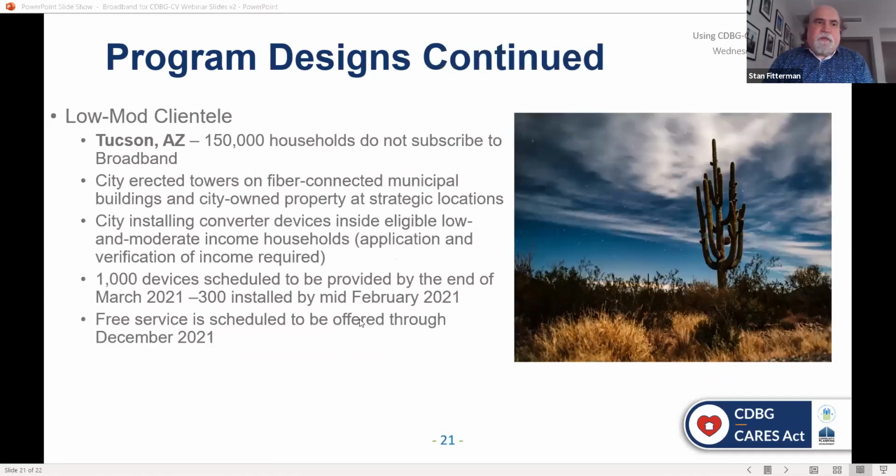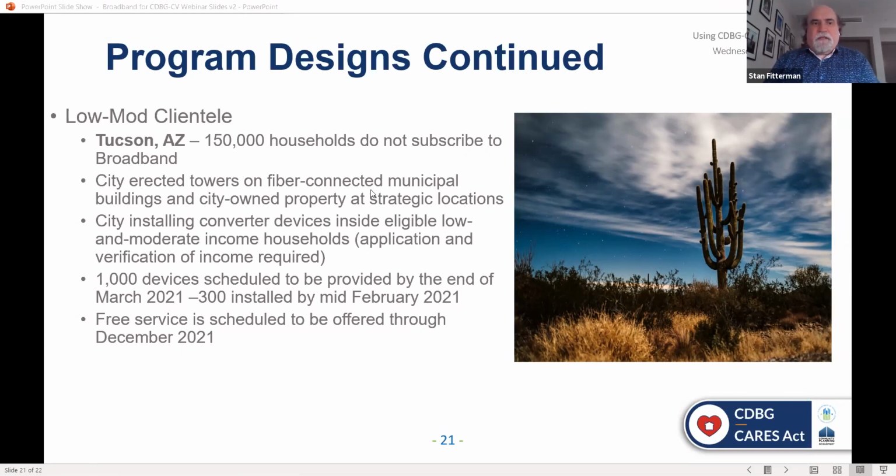All right. And then here's another one of a low mod clientele in Tucson. And let's face it, nothing says Arizona like a cactus. Am I right? So we've got 150,000 households in Tucson that don't have broadband. The city erected towers on fiber connected municipal buildings and city owned property. Then they installed converter devices inside eligible low mod income households. In order to qualify, people had to apply and had to have their income verified. The last data I could find was from mid-February, which said they had installed 300 by then. Their plan was to have 1,000 installed by the end of March. I know we saw somebody from Pima, Arizona, so I don't know if they have any more updated information than I have. And then the city was going to provide the service for free through the end of December 2021.